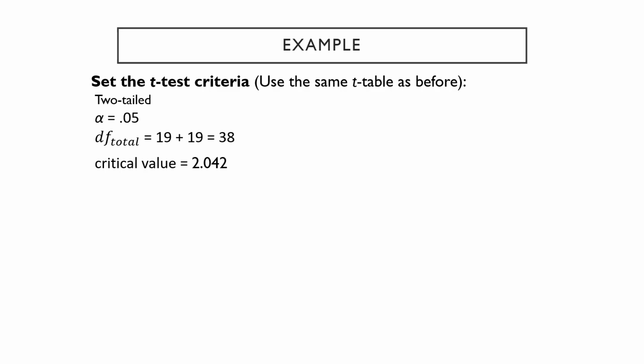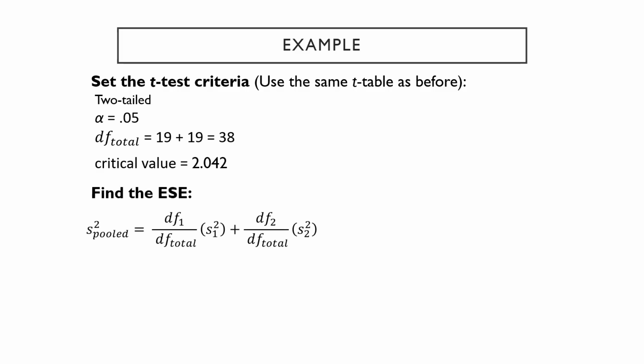From here, we can set the criteria for the t-test. We use the same t-table as before, but we use the total degrees of freedom to find the critical value. So setting our alpha to 0.05, our total degrees of freedom is 38, which again we get by adding the degrees of freedom for both groups, and that makes our critical value 2.042. From here, we can find the estimated standard error, but to do so, we need to find the pooled variance first. Plugging in our degrees of freedom for both groups, the total degrees of freedom and then the variance of the groups, which was given to us on the last slide, we get 1.25.